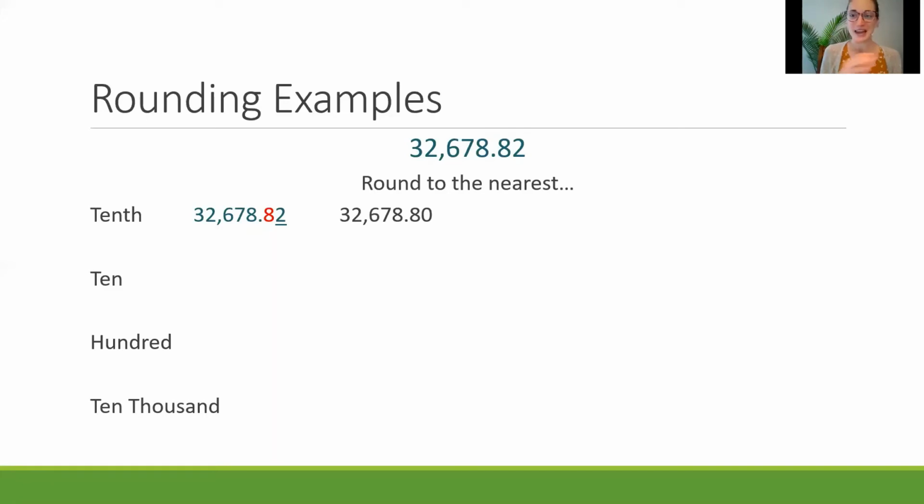80 hundredths and 8 tenths actually have the same value. All right, let's round this again, but this time let's round it to the 10 place. So this time you'll see the number 7 is in the 10 place and it is in red, and next to it is the number 8. So since 8 is greater than 5, we're going to look at that 7 and bump it up to an 8, the next number up, and change everything else over to 0, so our number becomes 32,680.